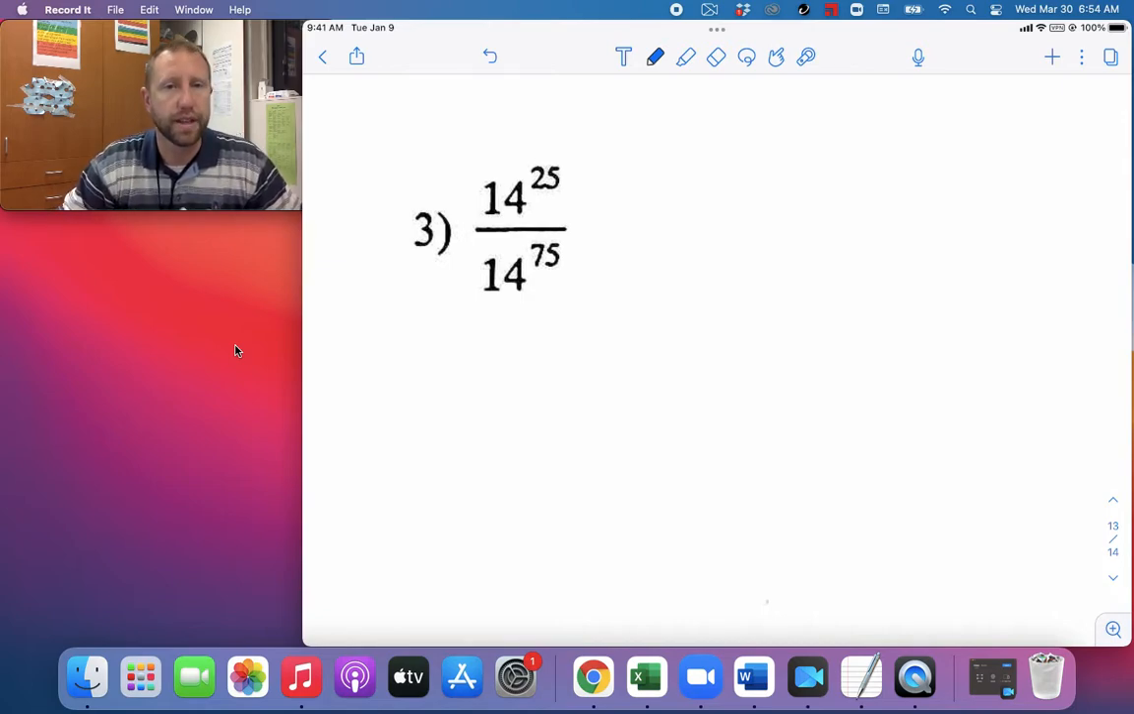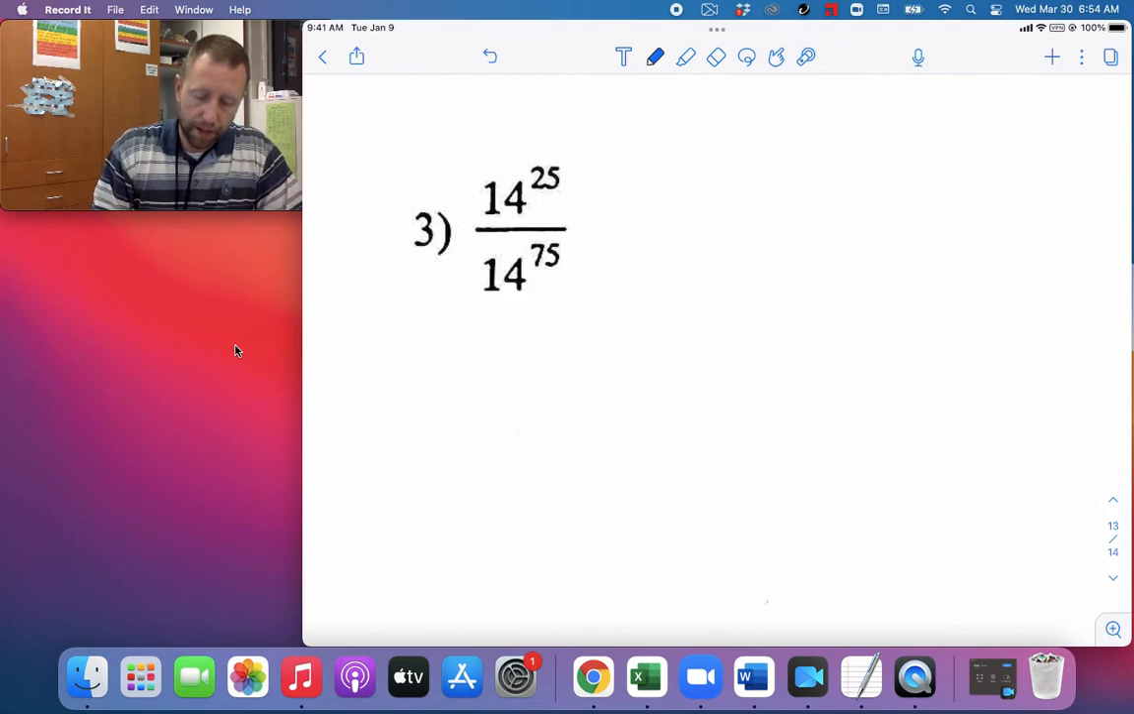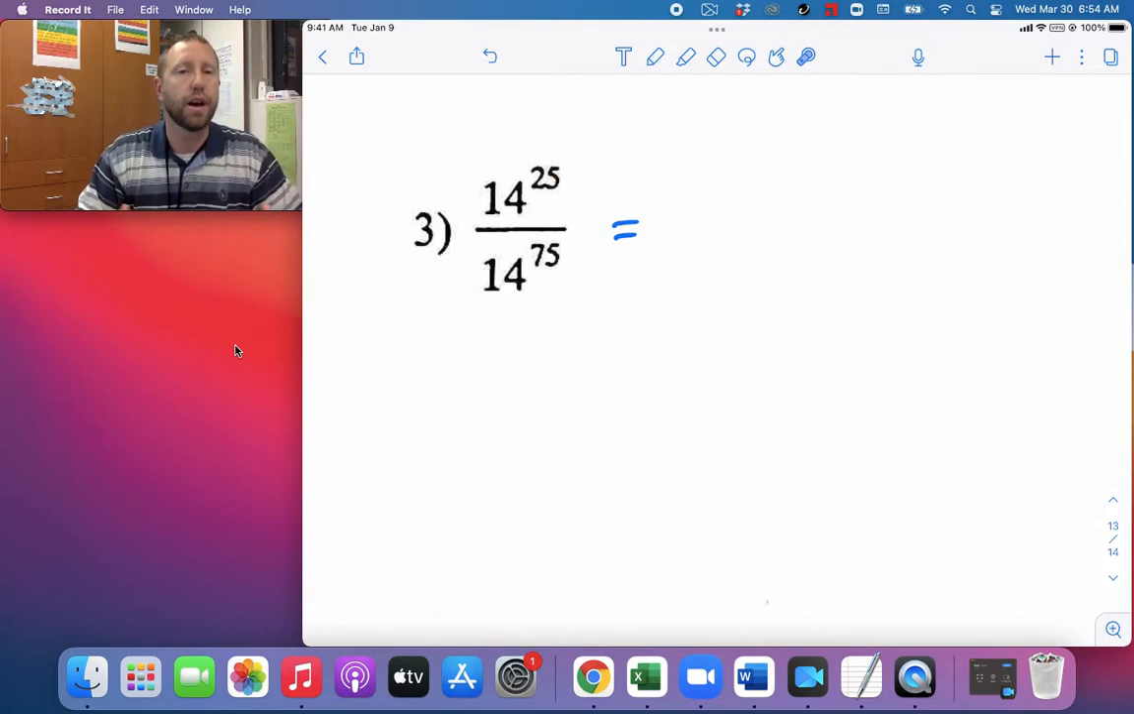For number 3, it's our quotient rule. Remember, our quotient rule says that we can just subtract the exponents when I'm dividing two numbers that have the same base. When the bigger exponent is on the bottom, which it is in this case, since 75 is bigger than 25, I know it's going to be under 1. Now, since we've learned the negative exponent rule, we could just subtract these and get our negative answer and then put it under 1. Either way, it doesn't matter. I like to just subtract. I always subtract top from the bottom. If my answer happens to be negative, then I know to put it under 1.